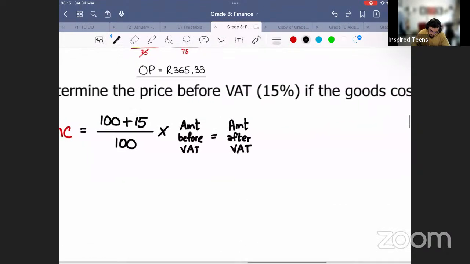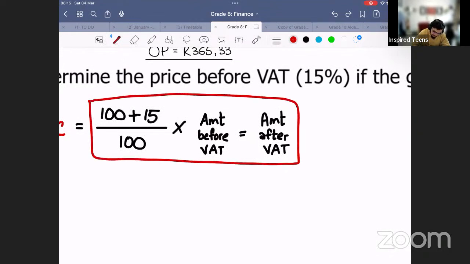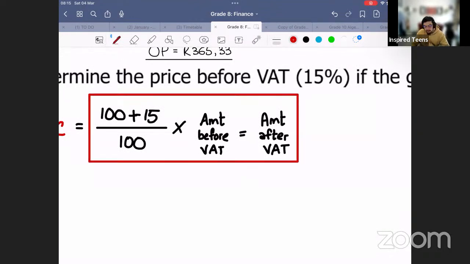Determine the price before VAT if goods cost 456.99 with VAT. So you need to understand this formula. This is the main thing to understanding this question. For VAT, for example, it will be this. This remains constant. I think everybody understands this fraction, how we get it. It's simple. For increase, we use plus. For decrease, we use minus. 100 plus and over 100, that's constant. And then this is just the percentage that you're increasing or decreasing by.